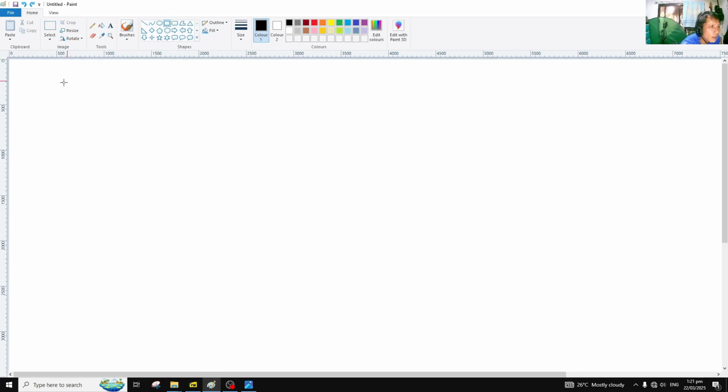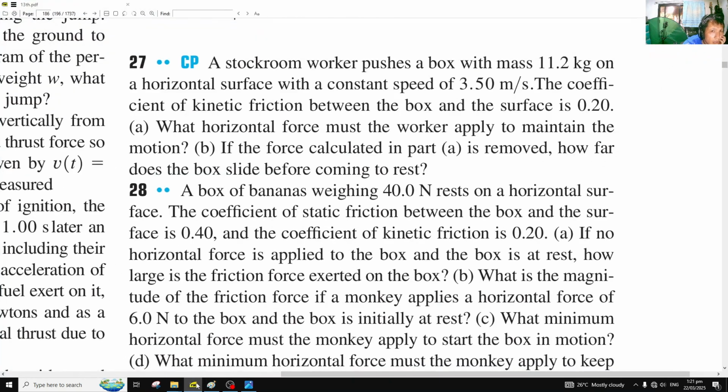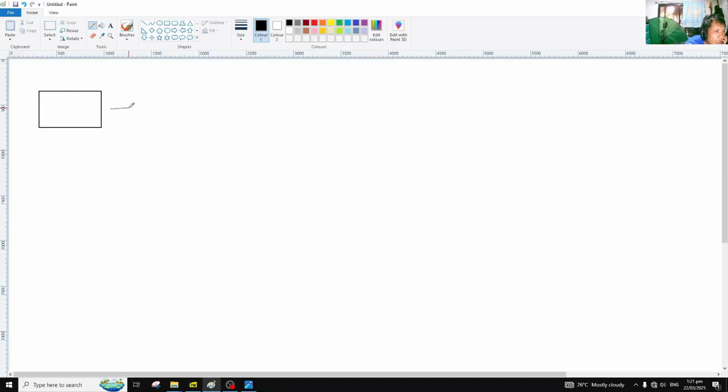We can just draw the box. So, you have a box. Then what does the problem say? You have 3.50 meters per second, so velocity is equal to 3.50 meters per second. And to maintain it, of course, you have a friction here. There must be a friction because the coefficient of kinetic friction is given. So you have a friction there, which is kinetic friction.